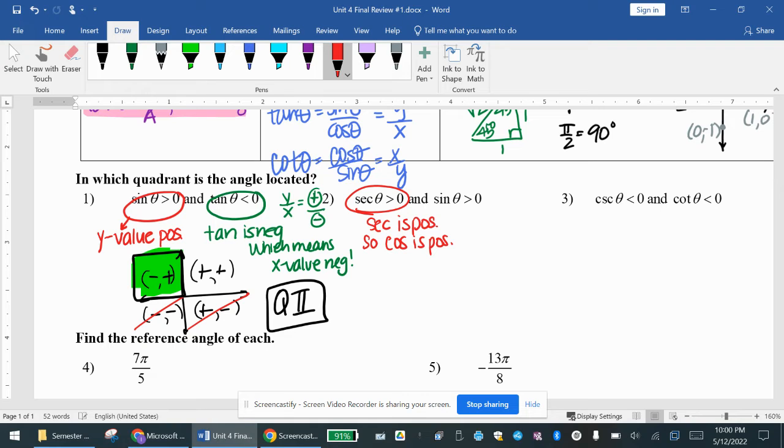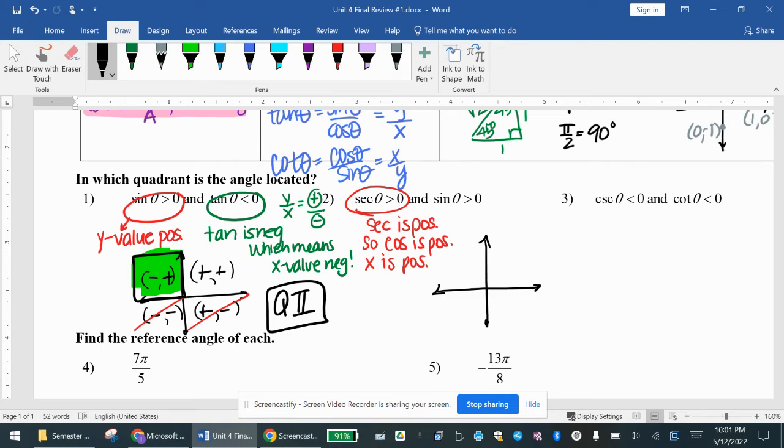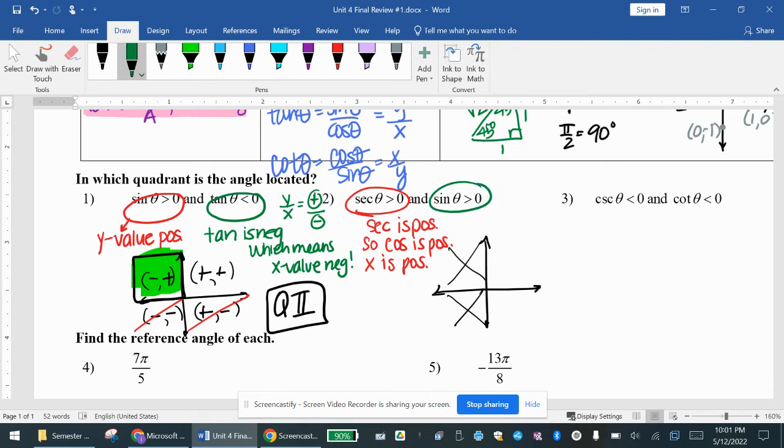Okay, secant is related to cosine. Now, remember, cosine is related to x, so that means x is positive. So this is all kind of like a chain of events that the clue gives you. So we're looking for which quadrants cosine is positive, right? So you can already start your process of elimination. X is only positive in quadrants 1 and 4.